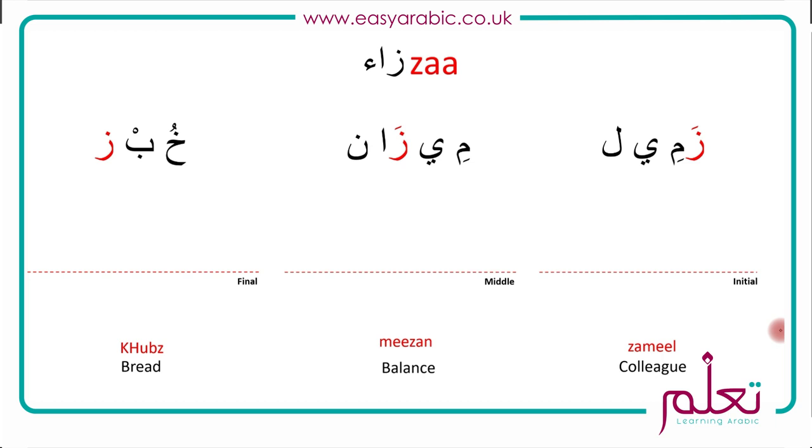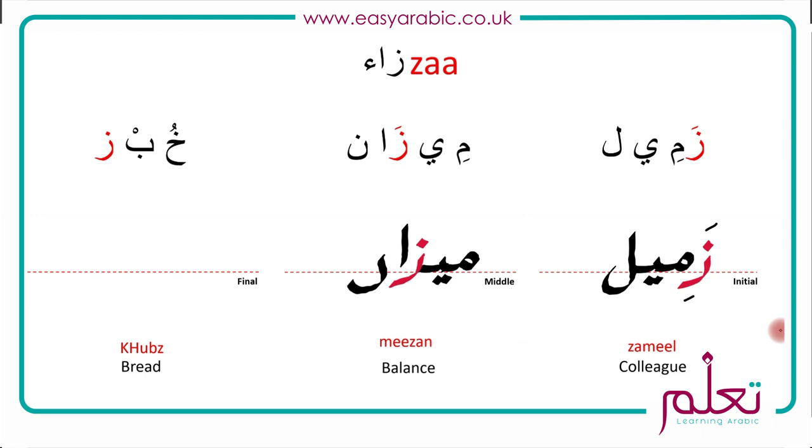So the first word is zamil. So za. Then we have the meem. Then we have the ya. We have the lam. Zamil. Next we have mizan. Meem. The ya. Then we have the za. We have the alif and the noon. So mizan.